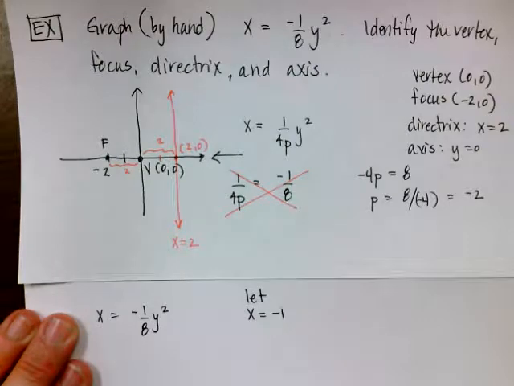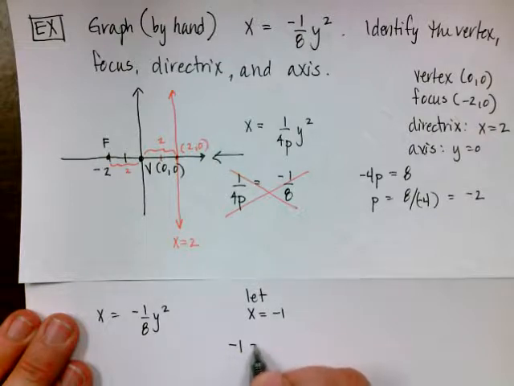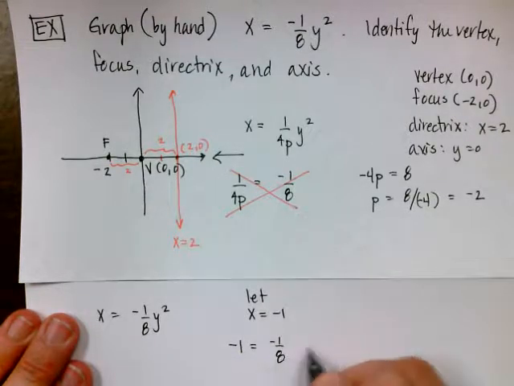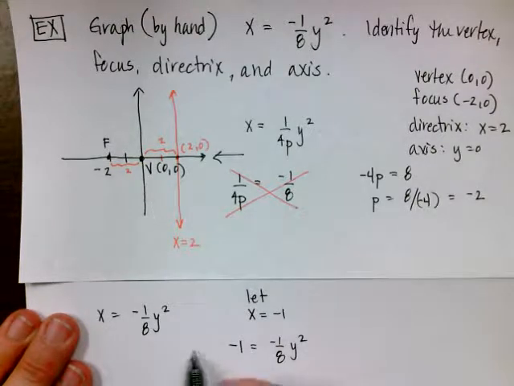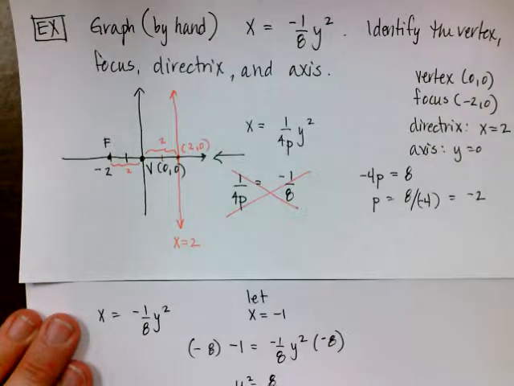And I'm going to write let, so you know I chose it. And I'm going to substitute it into this equation, and I'm going to solve for y. So I'm going to get negative 1 is negative 1 over 8 y squared. Multiply both sides by negative 8, because that kills the fraction, and the negative kills the negative. And so I get y squared is equal to 8, take the square root, and I get y is equal to plus or minus the square root of 8.